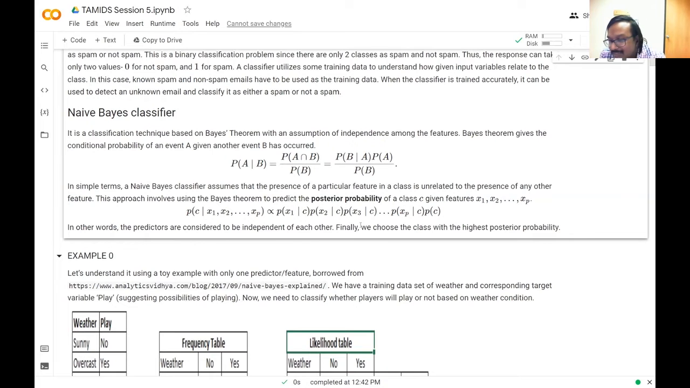So what happens is, because we can ignore the denominator, we do not need to calculate this probability. And because of this independence assumption, we can factorize each of these terms and calculate the conditional probability of the feature given the classes separately for each of the features.